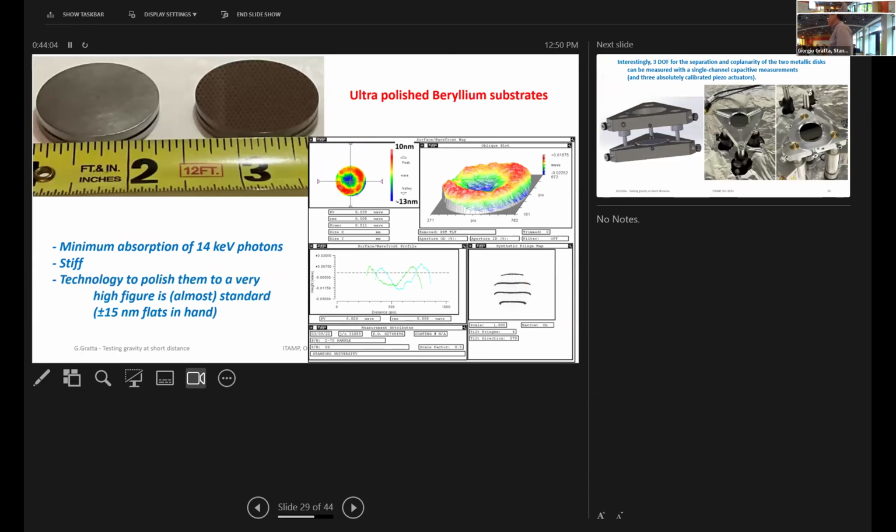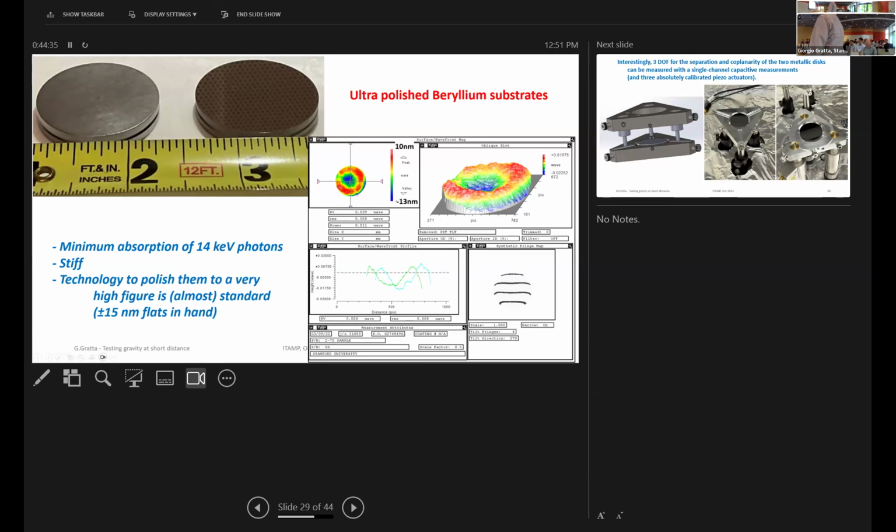So the first thing is that I need to go closer than a micron. Is that crazy? Well, you can actually do it by depositing sandwiches of layers on a single plate rather than having two separate plates. But you can also try to do it with two discrete plates and get them closer. So you need substrates which are transparent to this 14 keV X-ray energy. Beryllium is actually ideal for this, and beryllium can also be polished very well.